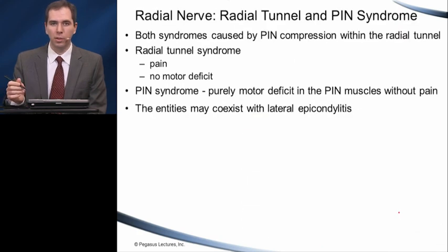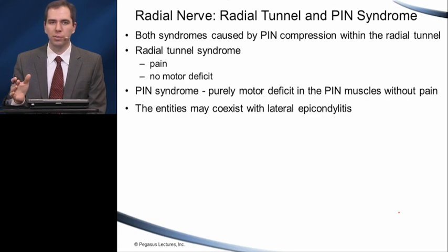The radial nerve can be affected by two types of compressive syndromes. One is called radial tunnel syndrome, and the other is called posterior interosseous nerve syndrome. Both of these syndromes are actually caused by PIN compression within the radial tunnel. With radial tunnel syndrome, there's pain but no motor deficit, whereas in PIN syndrome, it's purely a motor deficit in the muscles supplied by the PIN without any pain.